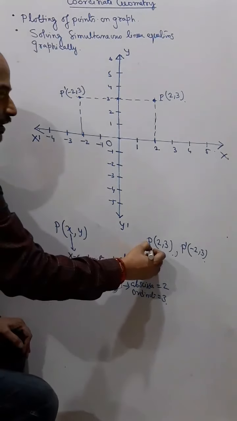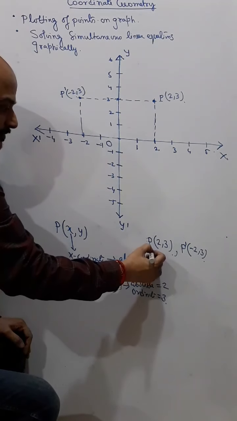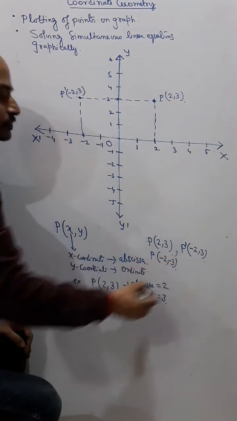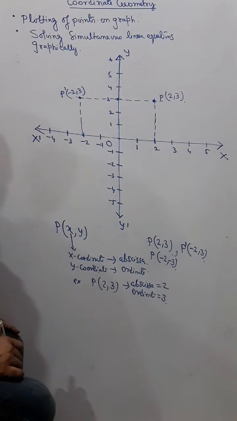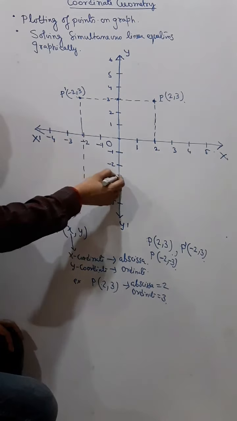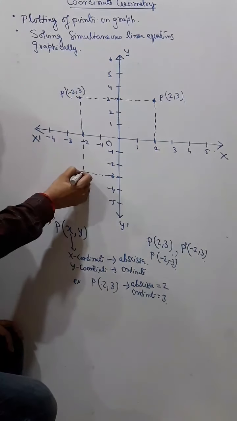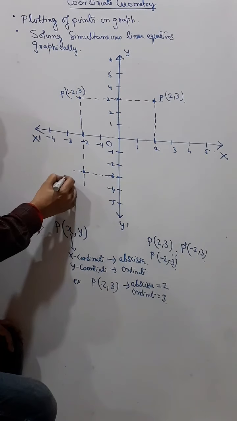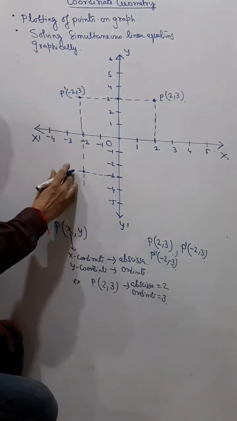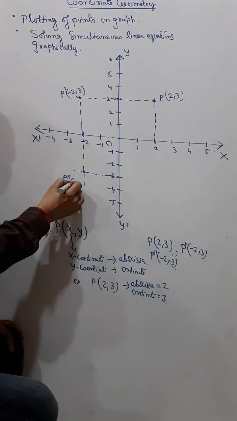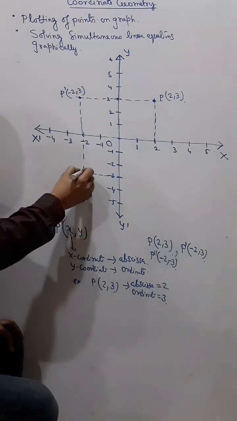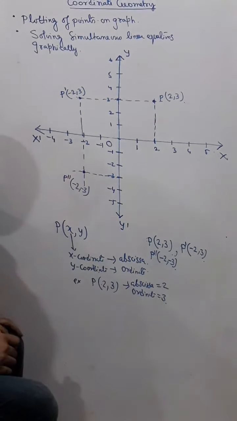Now if they say (-2, -3), again the x value is minus 2 and y coordinate is minus 3. So this point, say P double dash, is (-2, -3). So this point is (-2, -3).